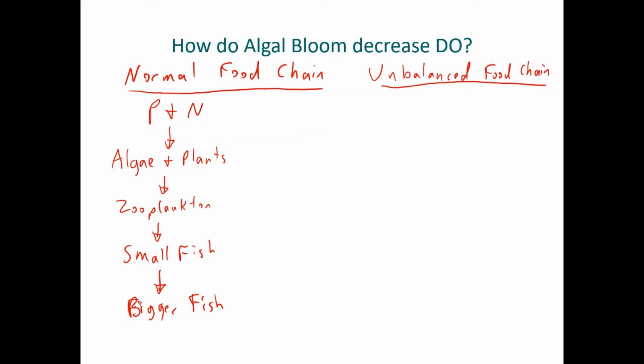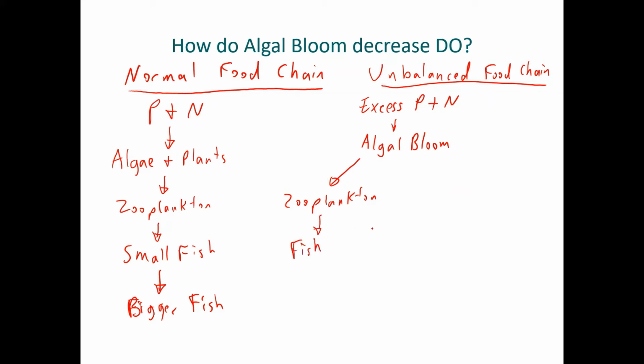So unbalanced food chain. I might have to write just a little bit smaller here to make sure I get everything to fit. We have excess phosphorus and nitrogen. And so this leads to our algal bloom. There's my algal bloom. And so we're going to get some zooplankton, right? Obviously they're going to feed on that, and probably get some fish. But when you get excess overgrowth, you get, let's see here, excess overgrowth.